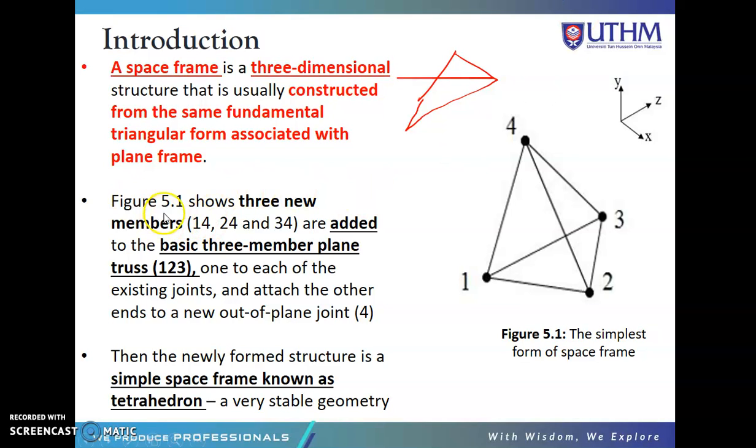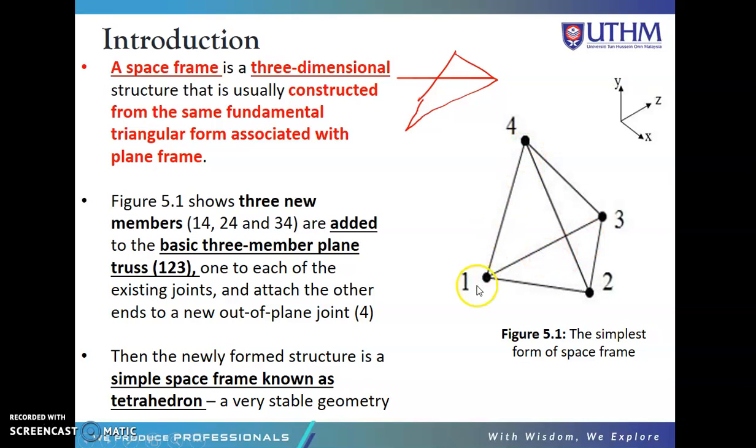Okay, so the figure 5.1 here shows that there are 3 members, which is member 1, 4, 2, 4 and 3, 4 are added to the basic 3 member plane trusses. So ini adalah plane trusses kita, 1, 2, 3. Okay, so plane trusses ni kita dah tengok dekat dalam previous chapter. Okay, so kita dah tahu dah plane truss dia adalah 1, 2, 3. Tapi dalam chapter ini dia jadi space frame bila wujudnya 3D structure. Okay, so dia ada triangular form associated with the plane frame. Maksudnya dia ada triangular yang wujud bersama dengan plane frame.